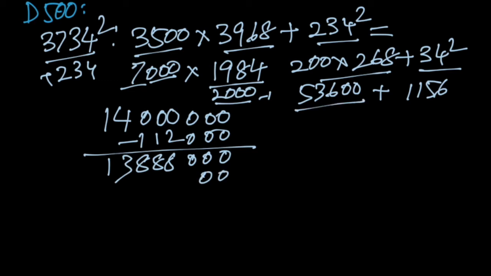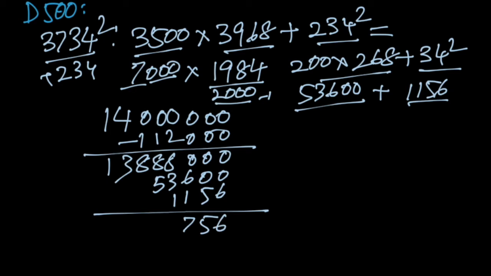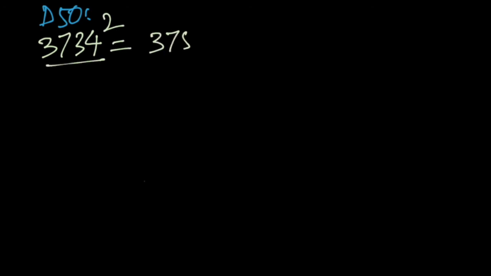And then 1156, we get 756. So, 12 1 4 9 1 3, same answer here. Now, let us do the same thing with D 50. So, we have 3734 square. D 50 for this is 3750 minus 16.